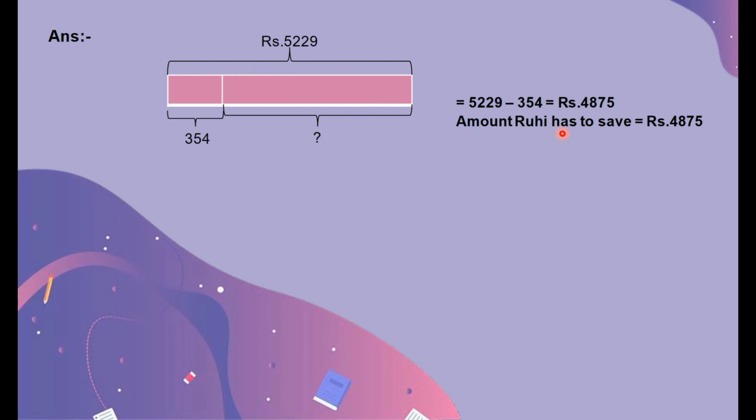So the amount Ruhi has to save is rupees 4,875. So she needs to save this much. She was already having this much in her savings, but how much more she needs to save.